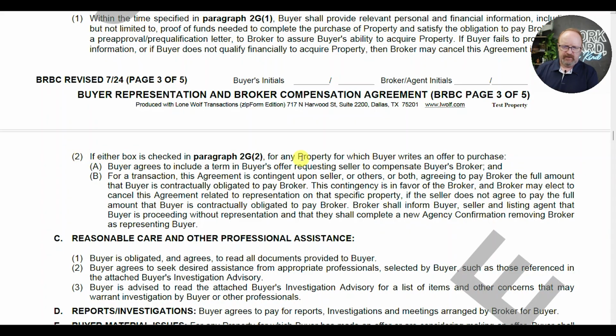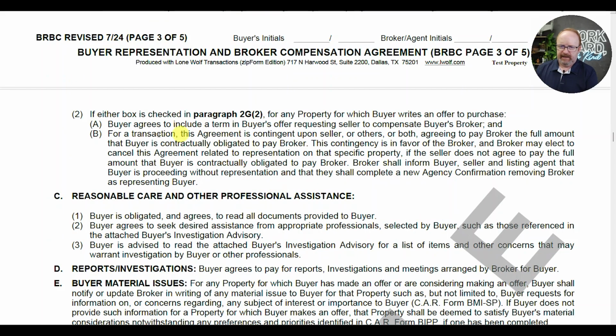Okay, so if either box is checked, buyer agrees to include a term in their offer requesting the seller to compensate the buyer's broker. So number one, they will write an offer to a seller for a property, and they will ask for the seller to compensate their agent, the buyer's agent. And it also makes it contingent upon the seller or others agreeing to pay that compensation. So the contingency is in favor of the broker, and the broker may elect to cancel the agreement related to the representation on that property.